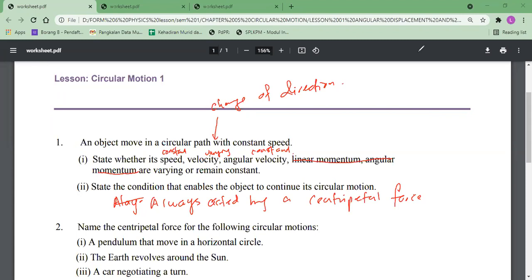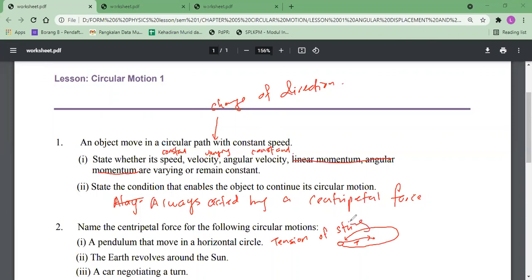Question number 2, name the centripetal force for the following circular motion. A pendulum that moves in a horizontal circle. If the pendulum swings in circular motion, the centripetal force is the string, which moves with the motion like that. That means that the centripetal force always points to the center, that is the tension. Okay, the tension of the string.